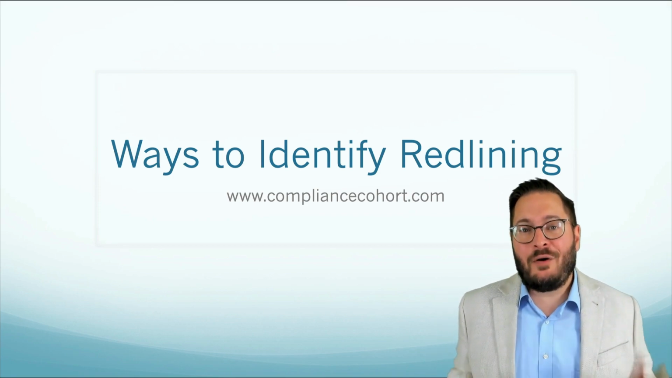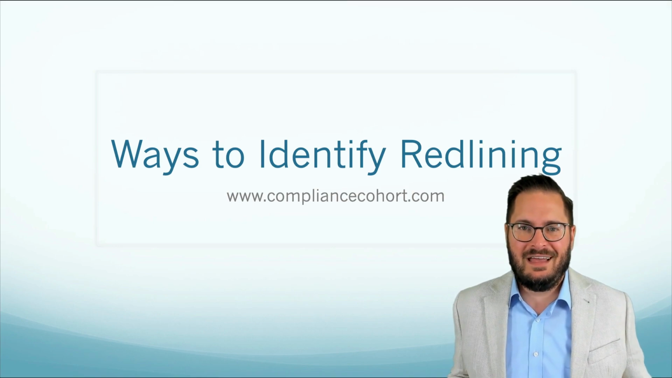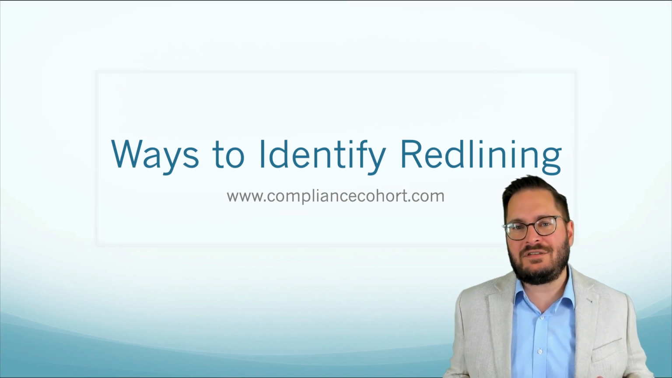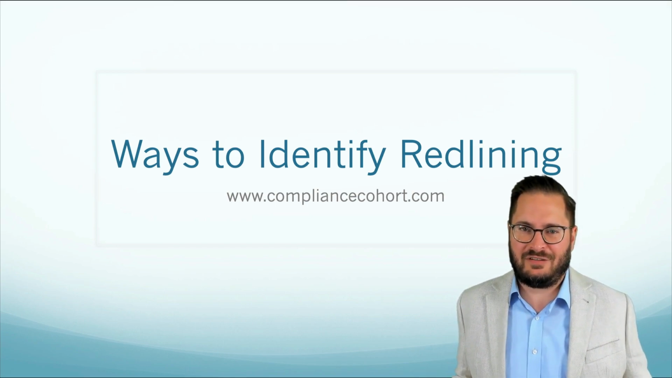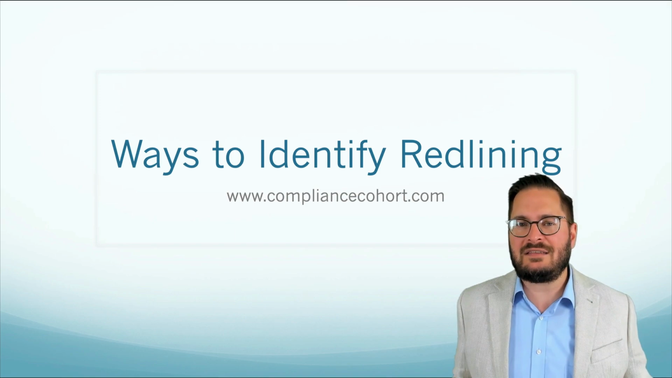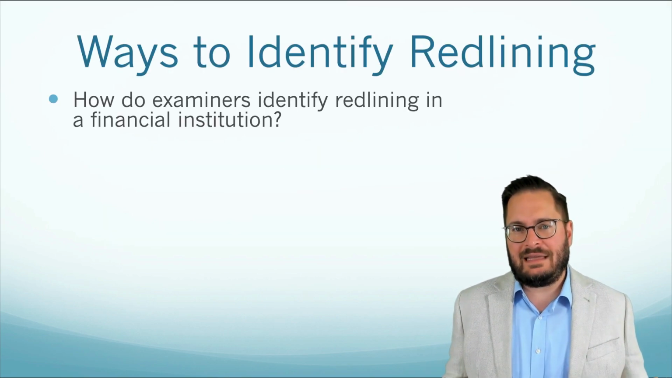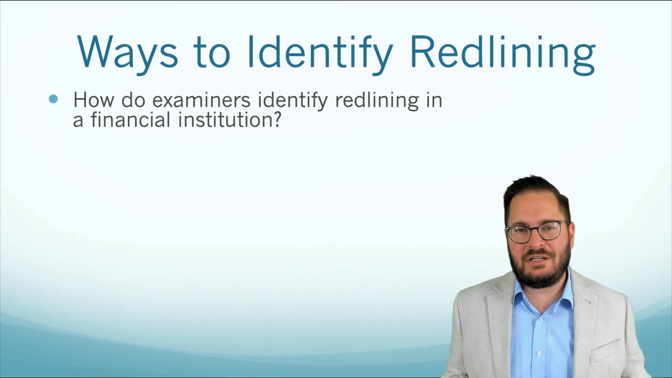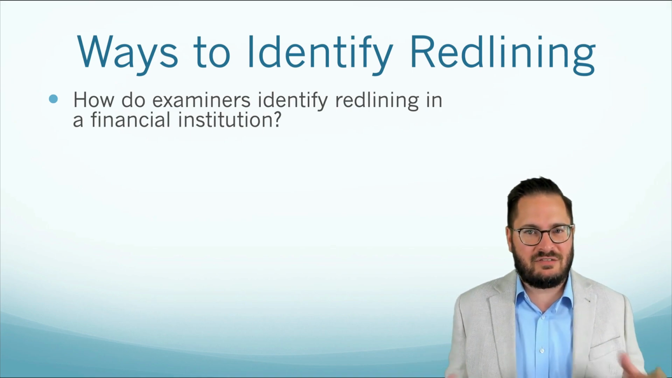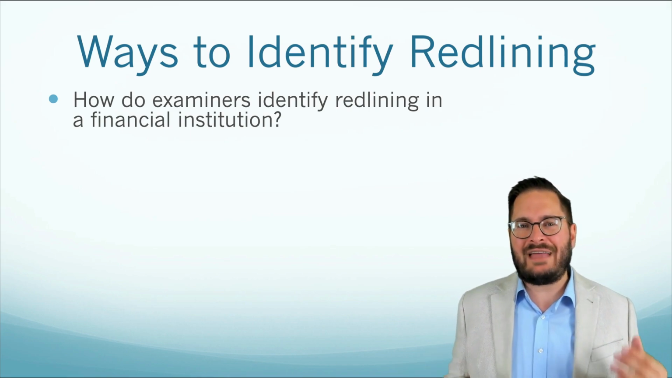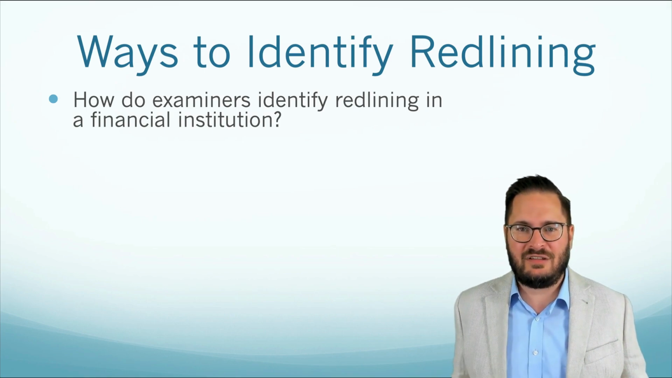This compliance clip is going to discuss ways we can identify redlining in our financial institutions. Now, in order to do that, I think it's important to understand how the regulators might identify redlining in our financial institutions. So what we can do is take a look at the interagency exam procedures on fair lending. These interagency exam procedures are procedures all examiners use to conduct fair lending reviews in financial institutions, and they give us a bit of insight as to how an examiner could identify redlining in a financial institution.